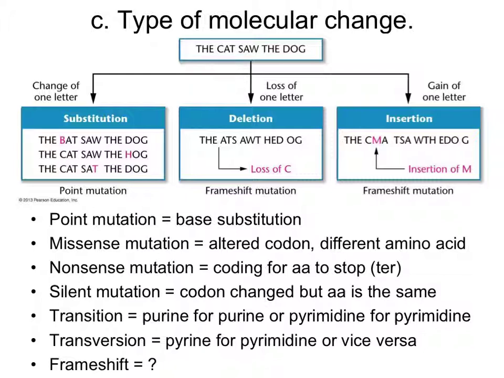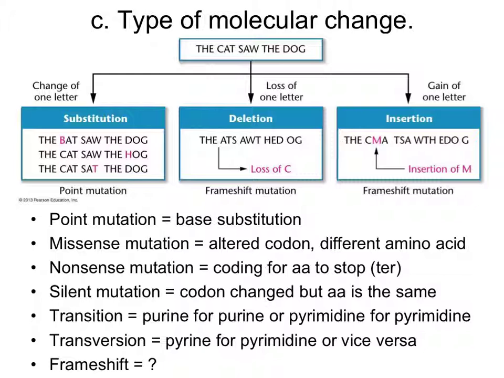A nonsense mutation means that you've changed a codon that is normally for an amino acid into a stop codon, or TER. A silent mutation is when you have a codon change, but the amino acid is the same. So you go from one codon for arginine to another codon for arginine. So you don't see any impact at the protein level, just at the DNA sequence level.